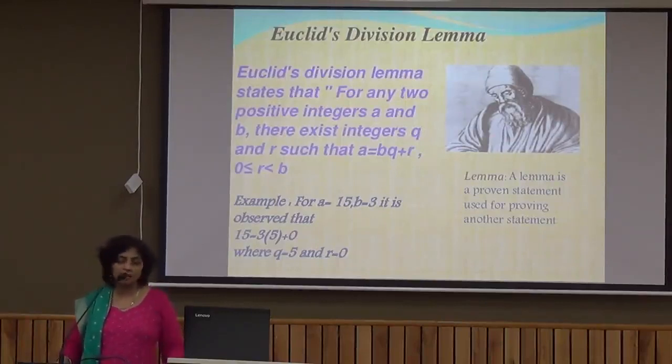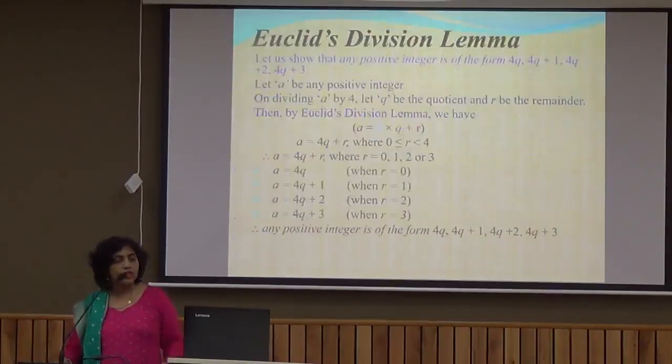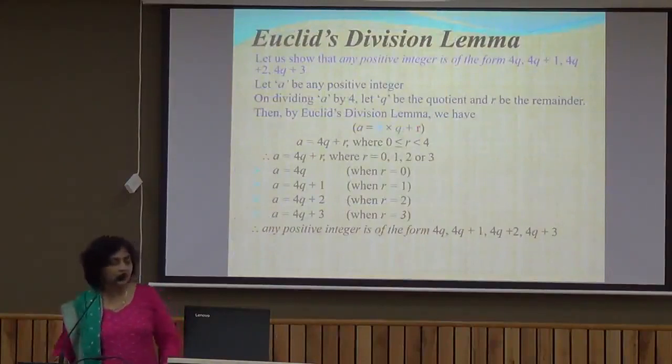So let's take an example: a is equal to 15 and b is equal to 3. You can clearly observe that 15 is 3 into 5 plus 0. 0 is the remainder. So q is 5 and r is 0.